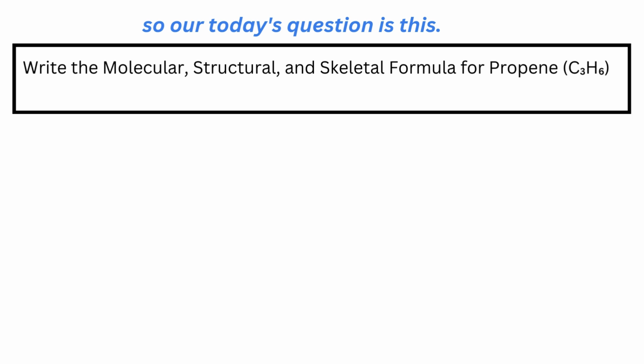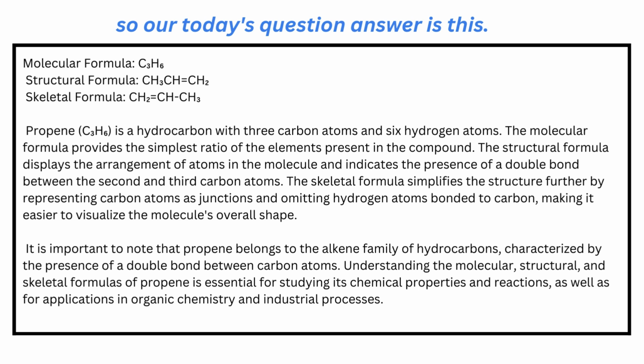Write the molecular, structural and skeletal formula for propene C₃H₆. Correct answer is molecular formula C₃H₆, structural formula CH3, CH equals CH2, skeletal formula CH2 equals CH minus CH3.